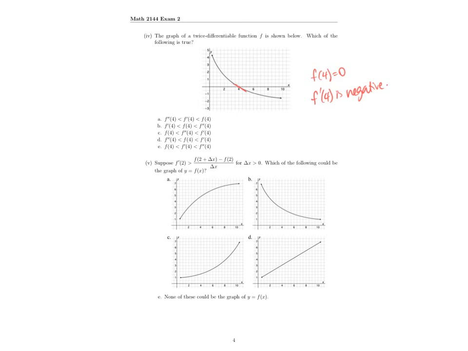And what about the second derivative? Well, the second derivative is related to concavity. And you can see that my function is concave up here. And since it's concave up, that means f double prime is positive. Okay, so now we should be able to order it. Since f prime is negative, it's the smallest. It should be less than f of 4, which is 0, which should be less than f double prime, which is positive, so it's the biggest. Alright, so let's see which one that works. That's B.